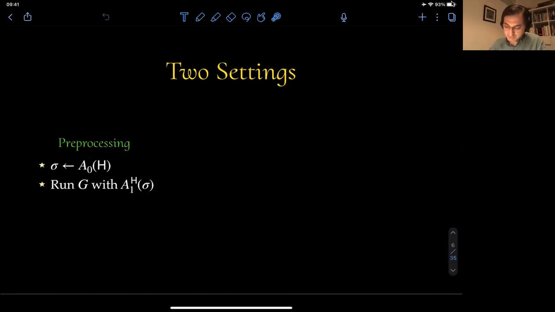So here's the pre-processing setting, where the adversary A0, which is the pre-processing adversary, gets the random oracle fully, the full table of the random oracle, and outputs some auxiliary information sigma. And then in the online phase of the attack, A1 is going to run with sigma and the hash function in the game to win some security game. So this is a general template to upgrade notions of security from a setting without pre-processing to one with pre-processing in idealized models.